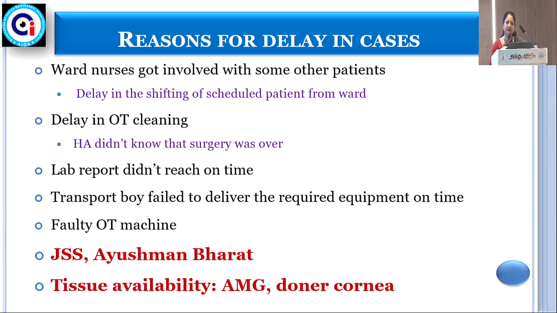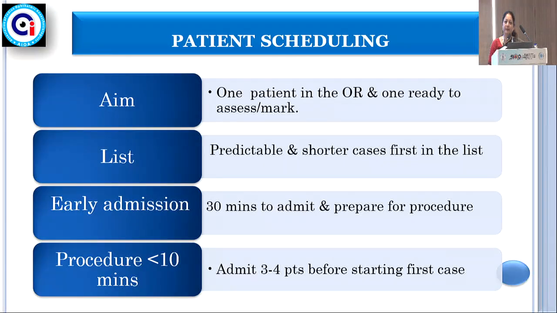And certainly because of the surgery type, AMG is not available before 10, or donor cornea will be assessed at 11 o'clock. So patient scheduling is also important. One patient in the OR and one patient ready, with the mark assessed. Predictable and shorter cases should be done first in the list so they will go home. Early admission should be there, 30 minutes to admit and prepare for the procedure. And if they are shorter surgeries, then 3 to 4 patients should be admitted before starting the first case, so there will be no delay.